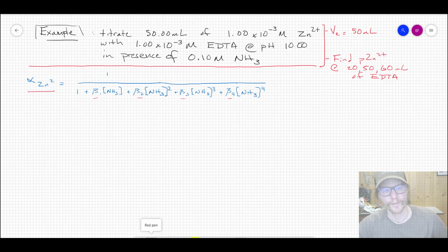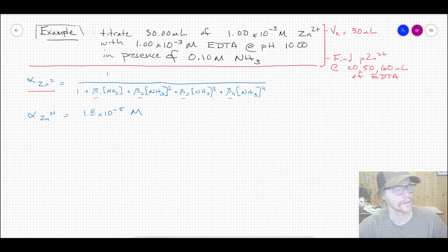And then remember, these were all multiplied by the ligand concentration. The ligand concentration here is 0.1. So we'll input 0.1 for each of the ammonia concentrations, and then that'll allow us to solve for the fraction of zinc 2 plus in the solution. So that gives us about 1.8 times 10 to the minus 5. Oops, that's not molar. That's just the fraction.